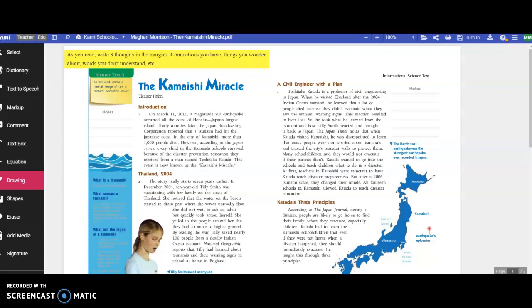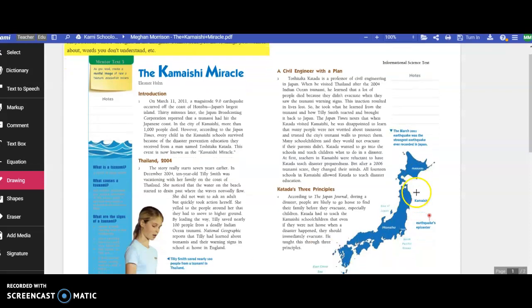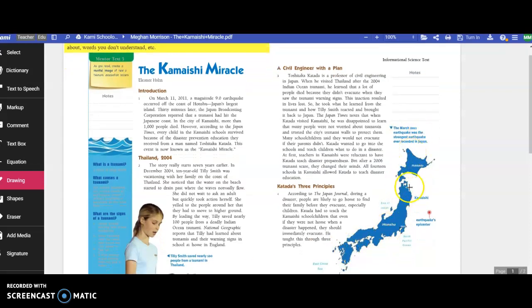Okie dokie. This text is called the Kamaishi Miracle. Kamaishi is a city in Japan. You can see a map of Japan right here. Now they get a number of earthquakes in and near Japan just because of where it's located, which can then cause tsunamis.